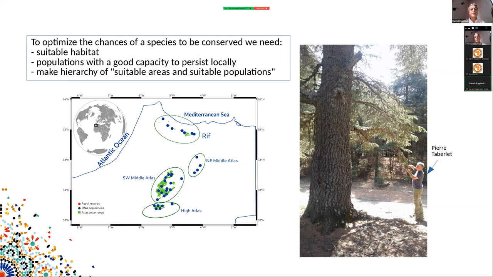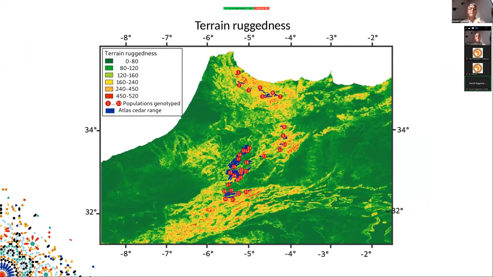So beside the genetics, we wanted to have some idea on the location of microrefugia. And some colleagues have published some nice papers about the landscape topography as a variable that can help us find out where these microrefugia can be. So we use the terrain ruggedness to evaluate the occurrence of these refugia.